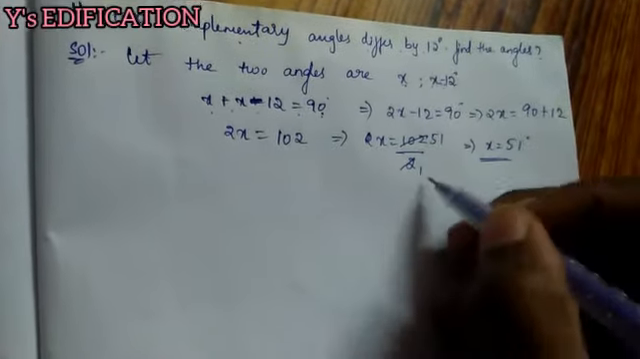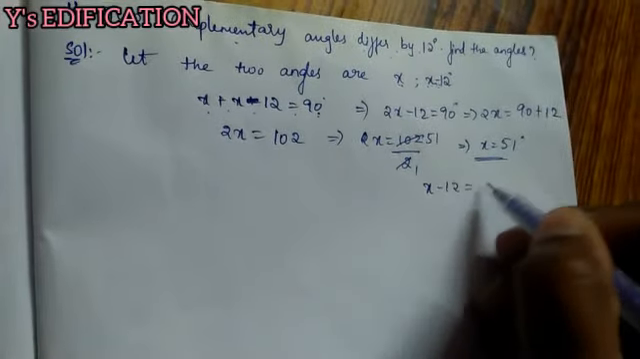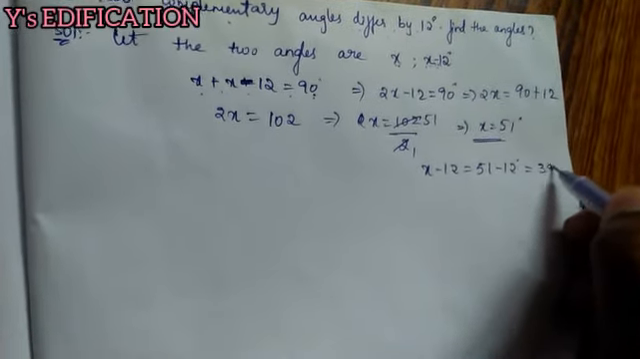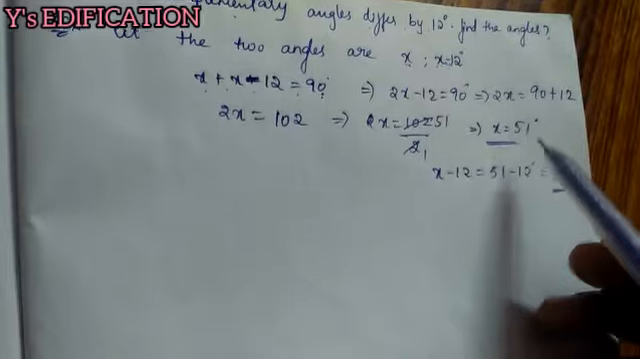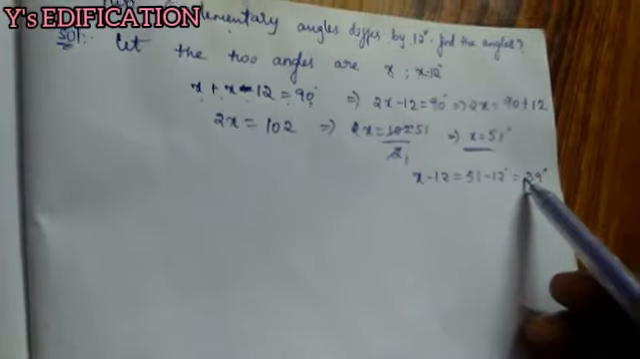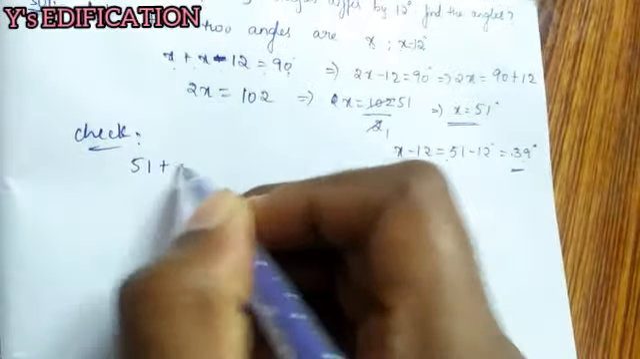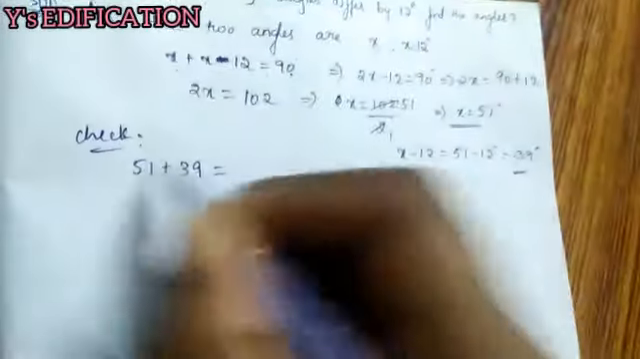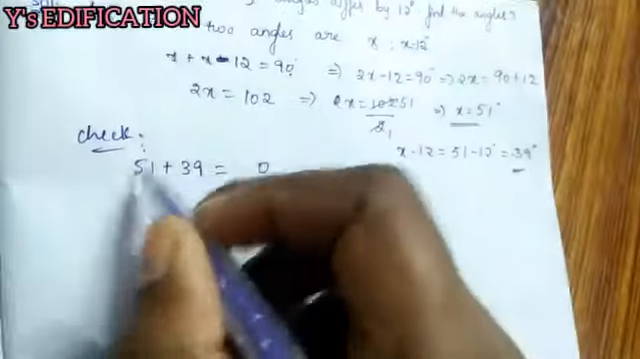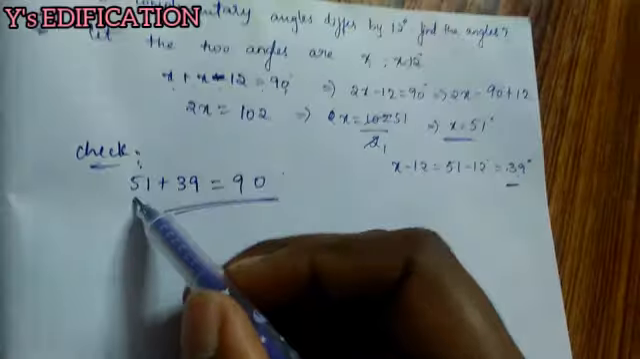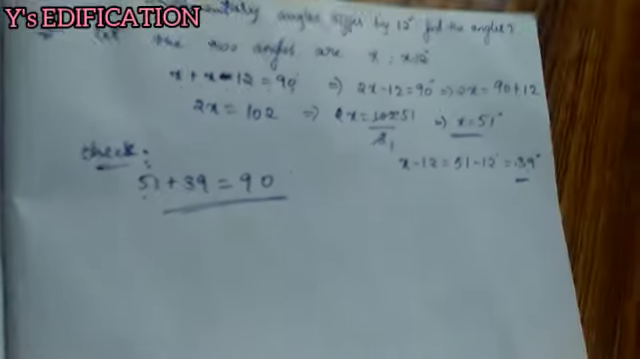What is the next angle? x minus 12, so 51 minus 12 is 39 degrees. When we add these two angles, we should get 90. So that is our check. Add 51 plus 39. 1 plus 9 is 10, 5 plus 3 is 8, 9. So one angle is 51 and the second angle is 39.